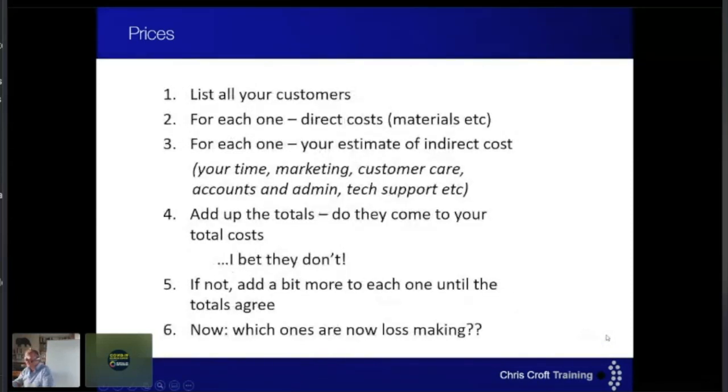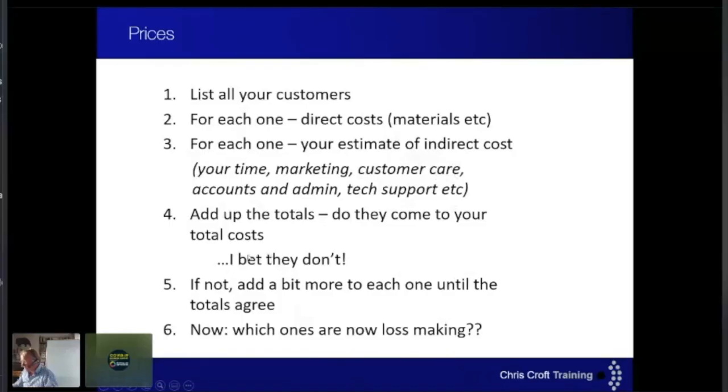So how do we work it out? And I'm going to show you this now. What you do, I'm going to read through this very quickly, and I'll show you an example that will make it clearer. So you list all your customers. For each one, you put the direct costs. That's easy. And then you estimate the indirect costs. How much do you think of your time, your marketing, etc., is spent on each customer?